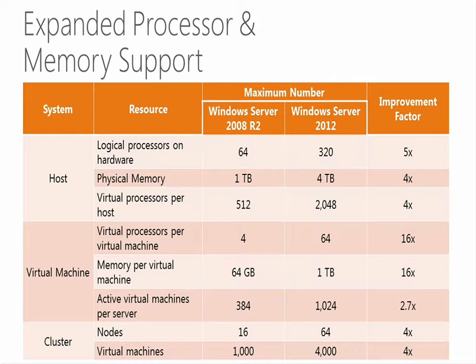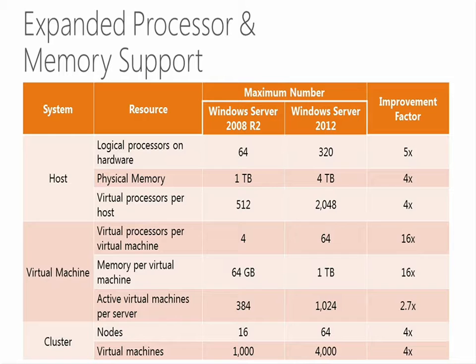From the host operating system environment, that is the underlying operating system that we run, logical processors were 64, now we have 320. Physical memory goes from a 1 terabyte limitation up to 4 terabytes. Virtual processors per host go from 512 virtual processors to over 2,048 virtual processors from one server.